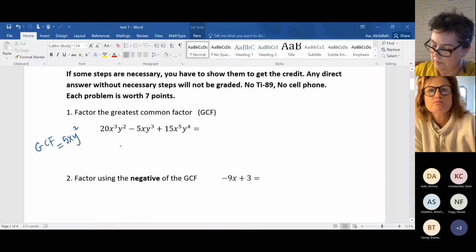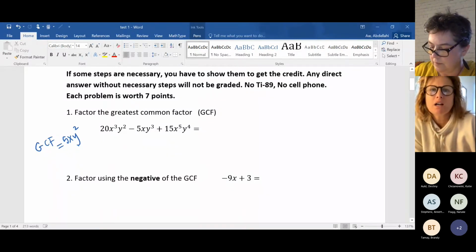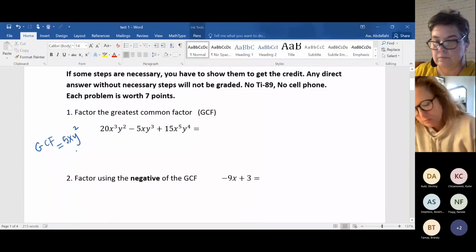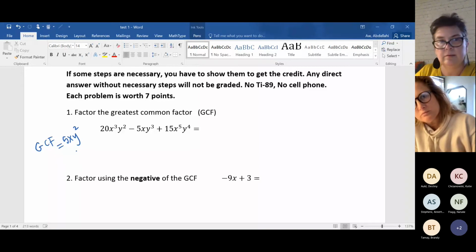Now I remember back in the test, some people just wrote the GCF and kept going. No, when you say factor, you actually have to factor. You don't just write the GCF and keep going. It is good to write the GCF, but you didn't answer yet until you factor. And when you factor, you have to watch out how my answer should look.